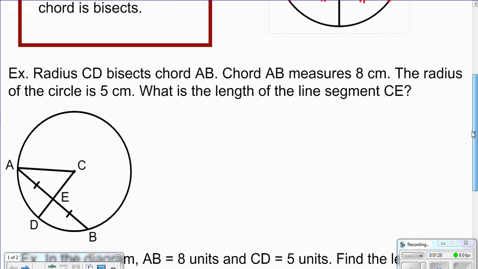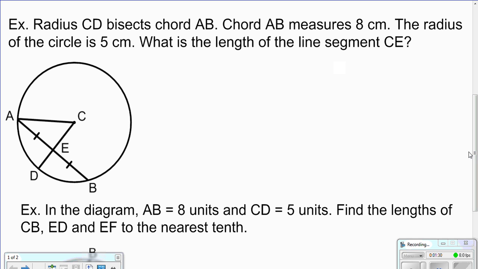So our first example says we have a radius line CD, and it bisects chord AB. And so from A to E and B to E is the same length. It says that chord AB is 8 centimeters, and the radius of the circle is 5 centimeters. What is the length of the line segment CE?